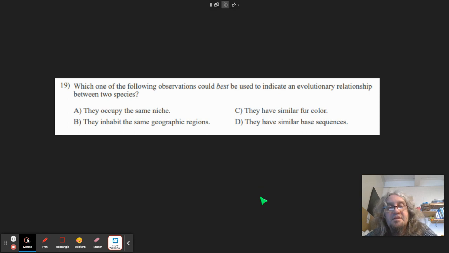Question 19. Which of the following observations could best be used to indicate an evolutionary relationship between two species? A, they occupy the same niche. B, they inhabit the same geographic regions. C, they have similar fur color. D, they have similar base sequences.